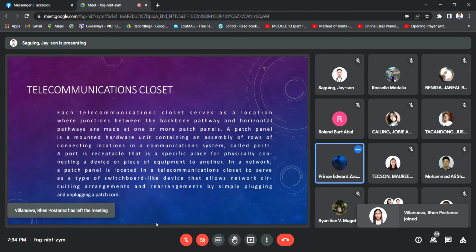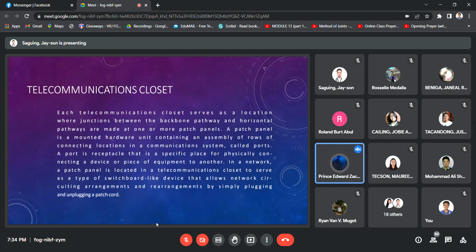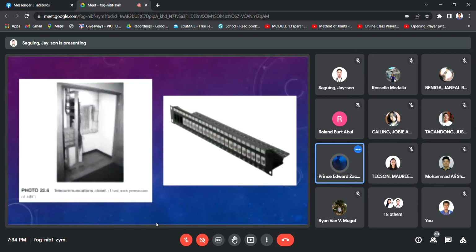So, di ba kay naa man tay equipment room. So, i-connect din nato siya padulong sa telecommunications closet. So, sa each floor sa isa ka facility or building. So, kanang telecommunications closet. So, next slide, please. So, muna siya ang atong telecommunications closet.